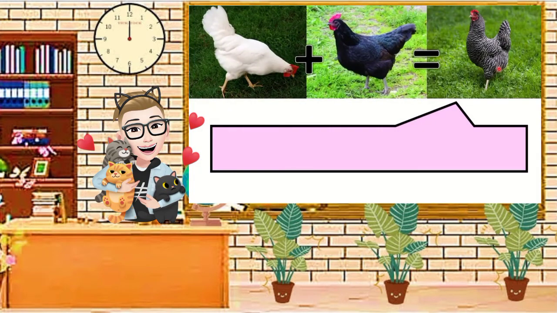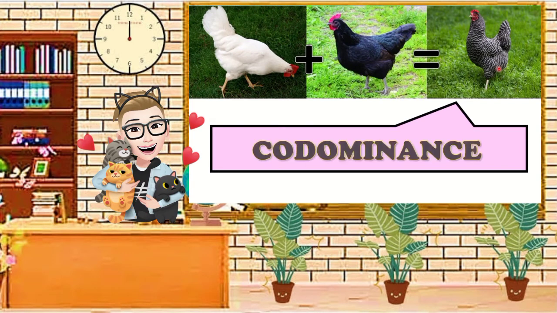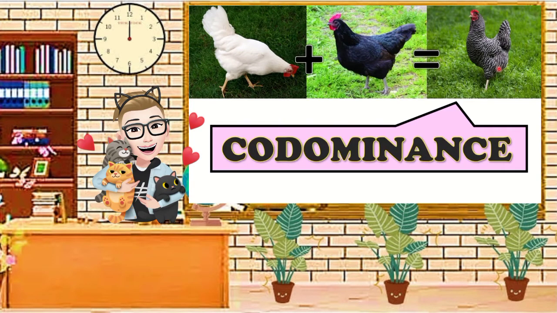Alright, the next one we have a white chicken mated with a black chicken equals to a checkered chicken. What do you think it is? Alright, the correct answer is it's a codominance because both of the alleles or traits of the 2 parents are equally expressed. As you can see, the chicken has black and white color.